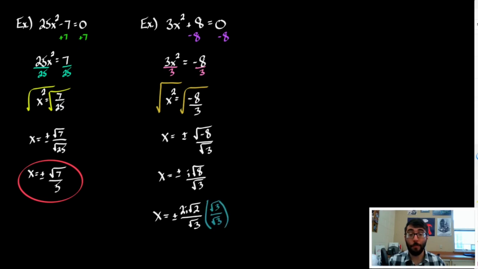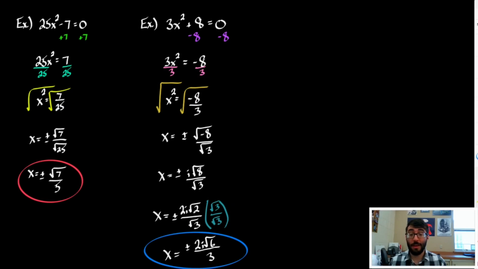So I'm going to have to multiply by the square root of 3 over the square root of 3. Remember, that's just multiplying by 1, so we're not actually changing the problem at all. We're just rationalizing it. And that's now going to become x is equal to plus or minus 2i root 6 all over 3. And that is another example.